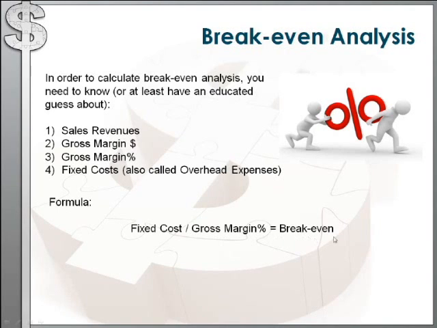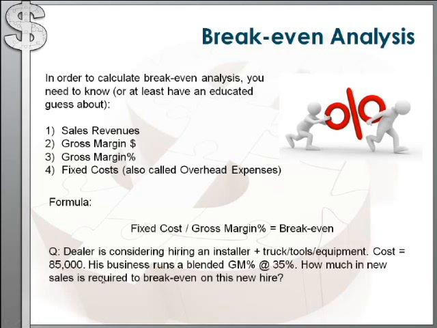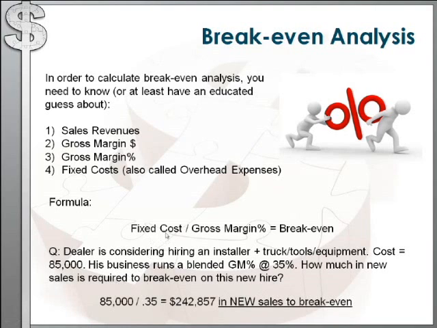I'm going to go through a scenario here in which we have a dealer who is considering hiring an installer, and needs to also invest in truck, tools and equipment at a cost of $85,000 on, let's just call it, an annual basis. His business currently runs on a blended gross margin of 35%. How much in new sales is required to break even on this new hire? Well, if you plug your data into this formula, fixed cost was $85,000 for salary, truck, tools, and equipment, divided by the blended margin that you're currently earning in the business at 35%, means that $242,857 in new sales are required to break even and justify hiring this new installer.